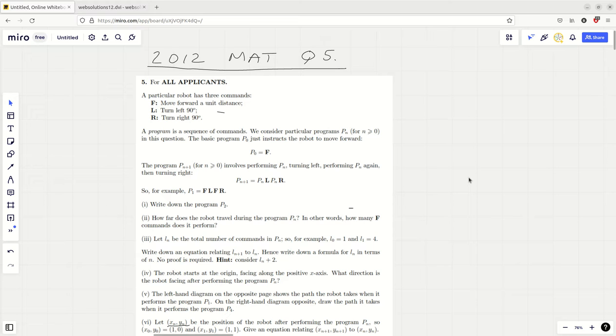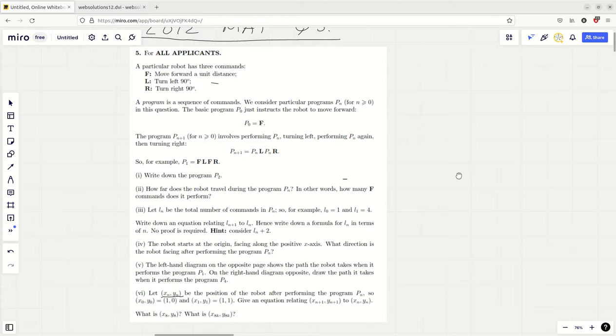This one was question 5 from the 2012 math paper. Now, yeah, I think this one's a tough question. I really do, particularly at the end. It starts off really nice, starts off really easy. I think that the first 4 parts are really straightforward.